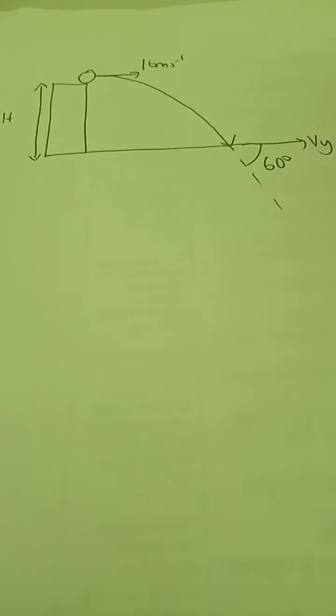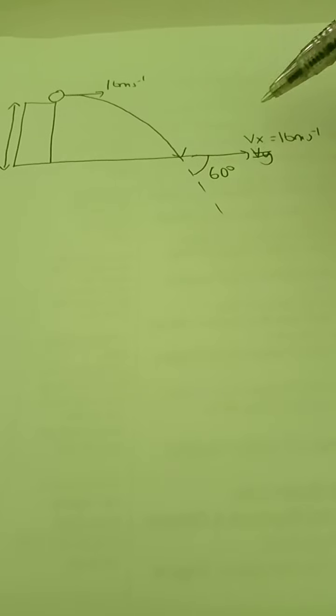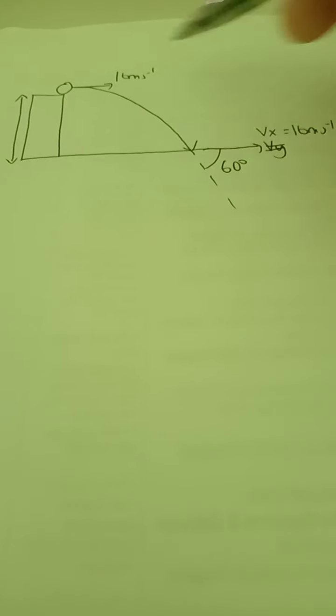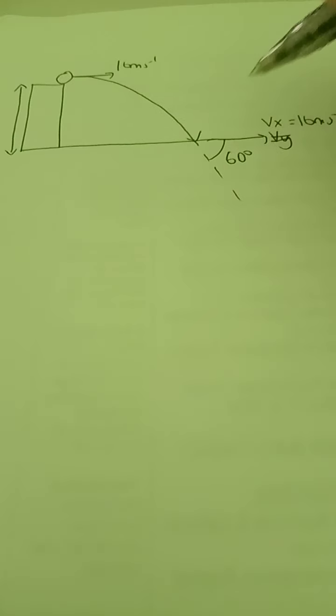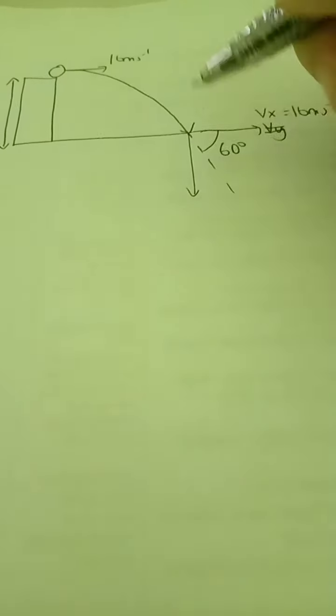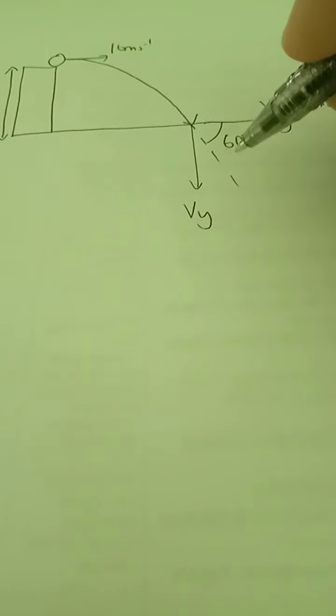Okay, when it hits the ground, we have Vy. No, this is Vx, the horizontal component. This horizontal component does not change, so it is equal to 16 meters per second. It's always constant throughout the projectile motion here. So we want to find Vy, the vertical component.